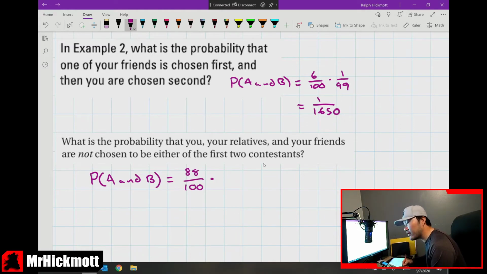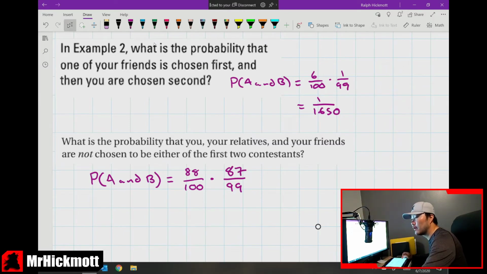And then after that, if we're looking at this situation, it drops down to 99 possibilities, and there is 87 left over here. Just to break this down again, if you're not chosen, there's 88 possibilities out of 100 in the audience for the first choice. But once someone is chosen, it drops down to 99 left in the audience, and there's only 87 possibilities left because we have to subtract that from the 88 that was available in the first one. So that's why these are dependent events.